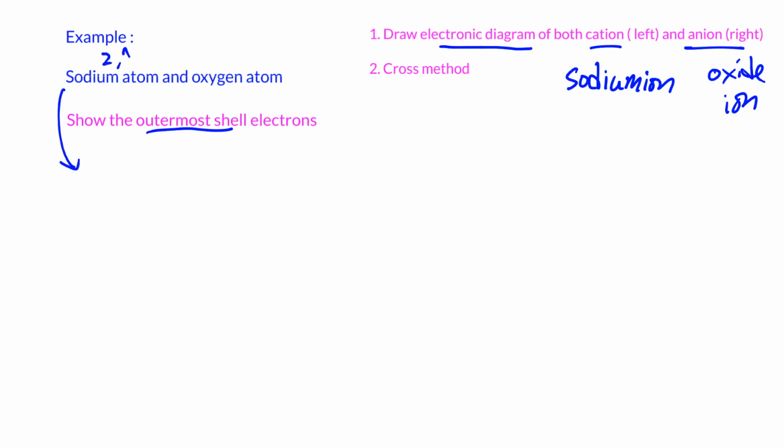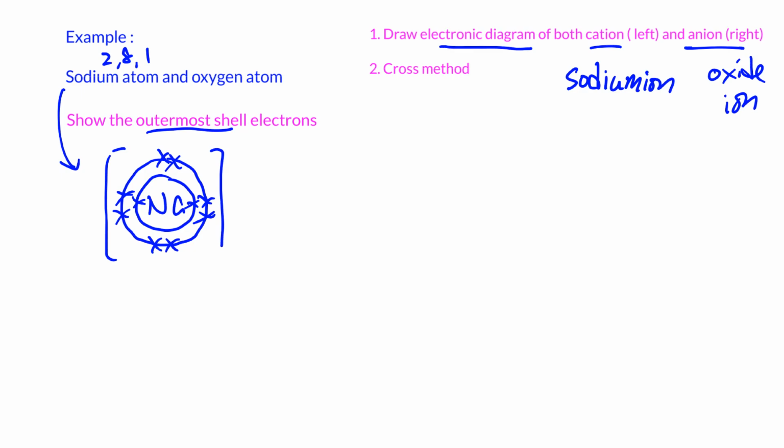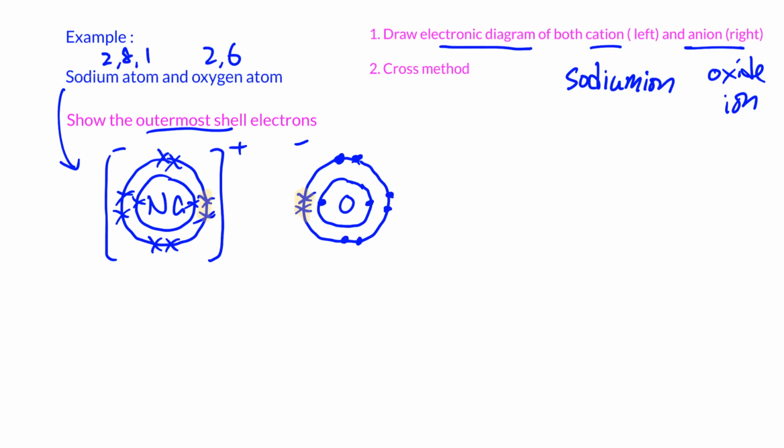For sodium, the original is 2 8 1. So for the sodium ion it will be 2 8 like this, and then plus. This is what you have learned. And then for the oxide ion, it will be 2 6, right? So when you have 2 6, you're going to receive 2 extra electrons because the electrons are coming from sodium. So I use crosses to represent the electrons from sodium, and for the rest I use dots. Remember, dot and cross diagram, don't mix this up. So this one will become 2 negative.